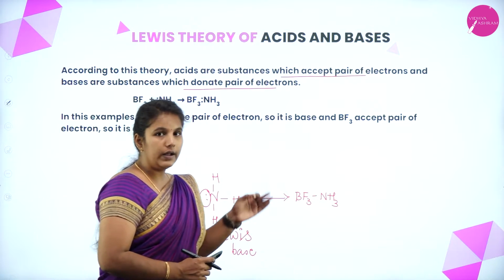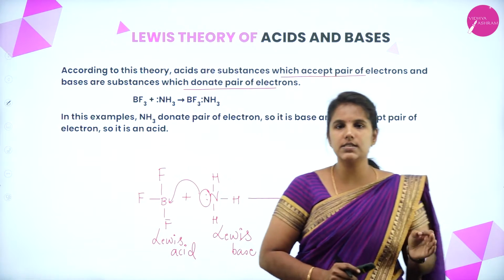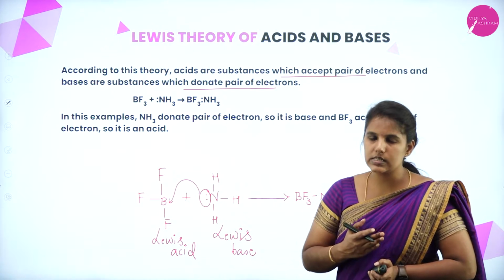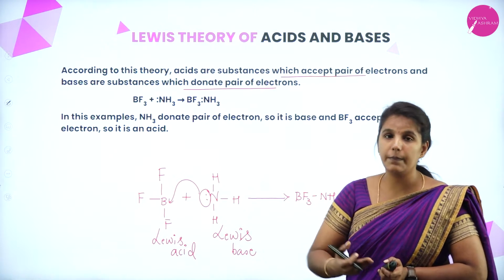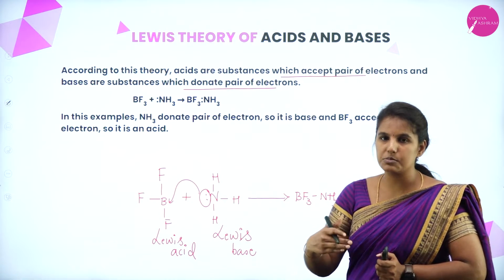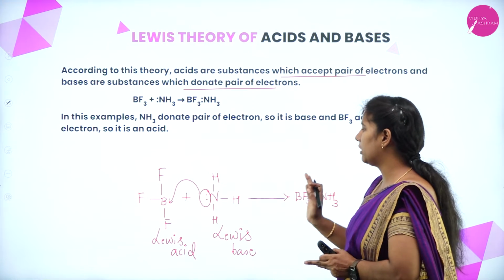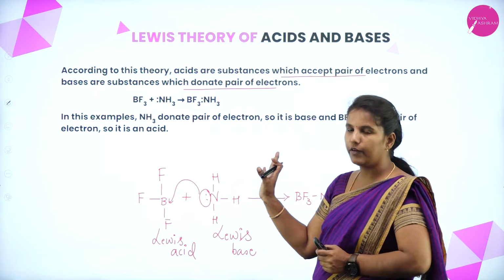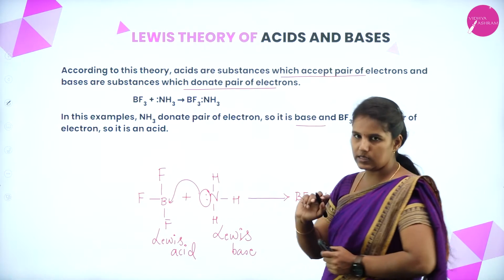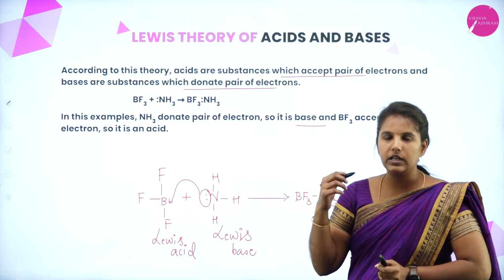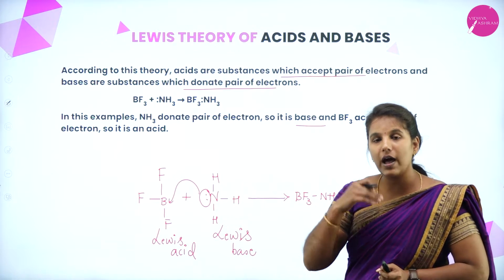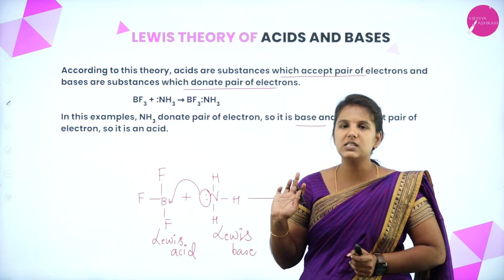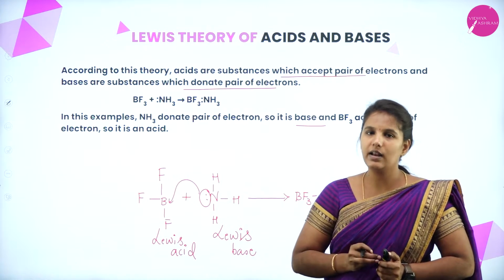This is how he defined acids and bases by taking an example. So, what is an acid? An acid is a substance which can accept a pair of electrons, whereas a base is a substance which can donate a pair of electrons. In the above example, ammonia is going to donate the pair of electrons, hence it is a base. Whereas BF3, that is boron trifluoride, is going to accept the pair of electrons, hence it is a Lewis acid. This is how he defined acids and bases.